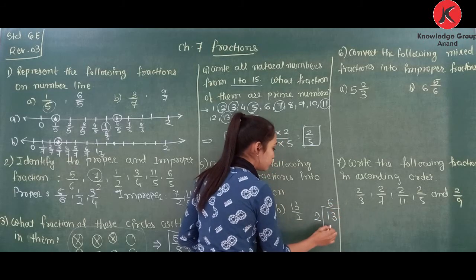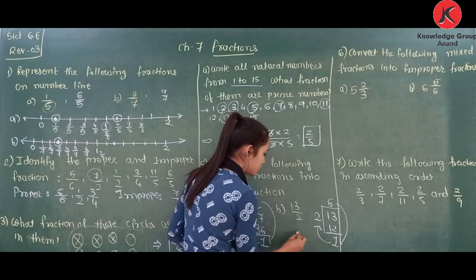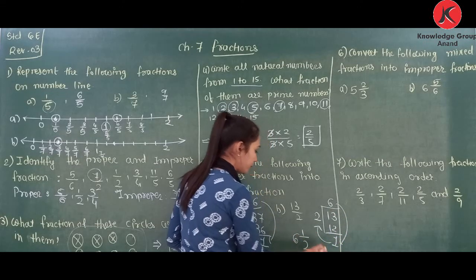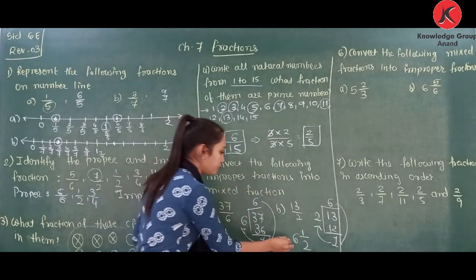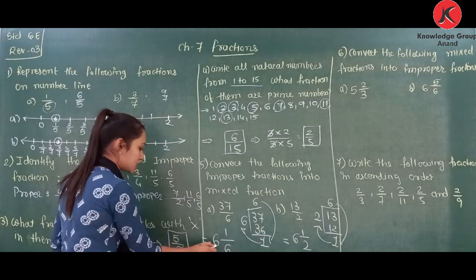So 2 6s are 12. Remainder is 1. Now write it clockwise. So it's 6 1 by 2. So as a mixed fraction it is written as 6 1 by 2, and as a mixed fraction this one is represented as 6 1 by 6.